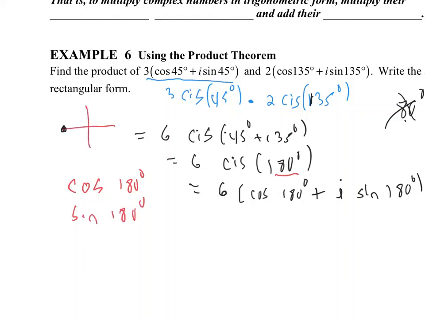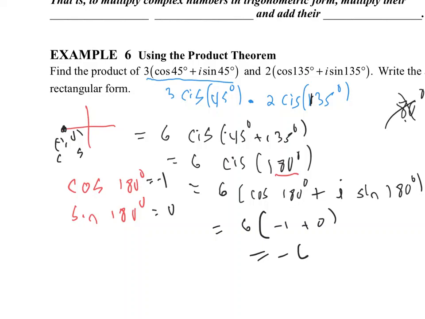It lives over here. And that ordered pair is negative 1, 0. So we know that the first number is your cosine, the second number is your sine. So we know that the cosine of 180 is a negative 1, because that's the x value. And the sine of 180 is the 0. It's the y value. So my final answer is looking like 6 out front of a -1 plus the 0, that's just plain -6.